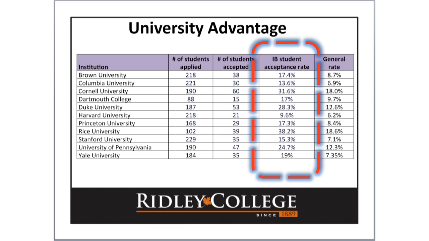Quick reference here to the Ivy Leagues, and this was an older study done in 2011, I believe, looking at IB acceptance rates versus the general rate of acceptance within these competitive schools. And in general, I can safely say it's approximately double for the IB diploma students versus students who are not IB diploma students.